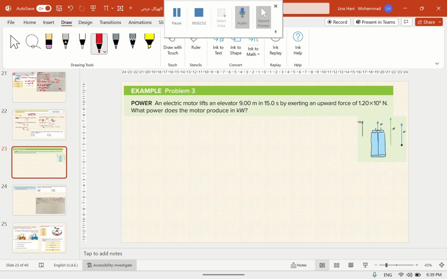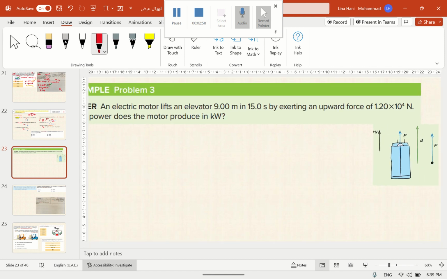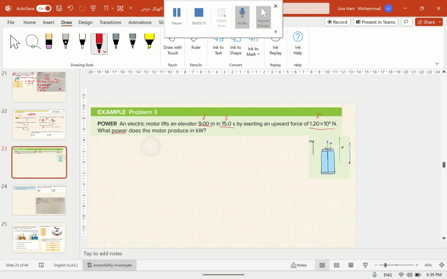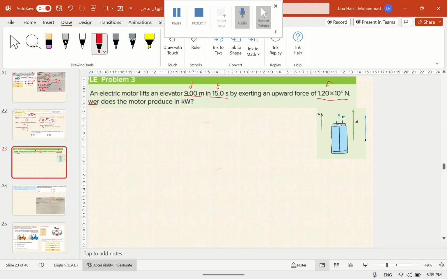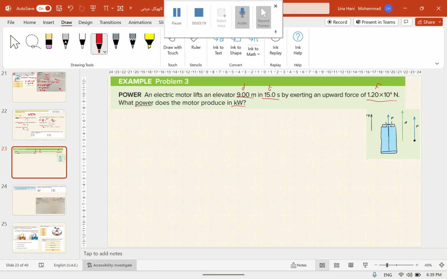Example problem 3. An electric motor lifts an elevator 9 meters, so this is the distance, in 15 seconds, so this is the time, by exerting a force of 1.2 times 10 to the power of 4 newtons, so this is the force applied by the motor. What power does the motor produce in kilowatts? So he wants me to find the power in kilowatts.